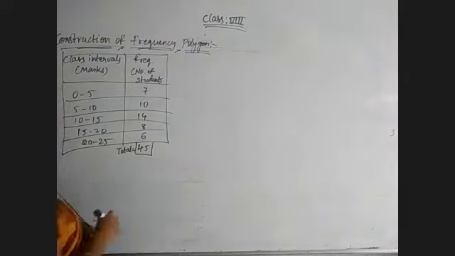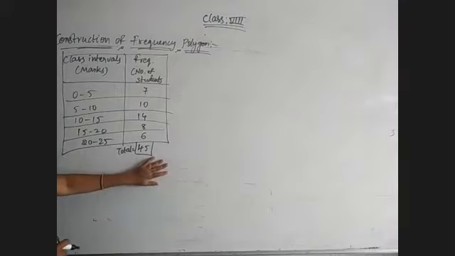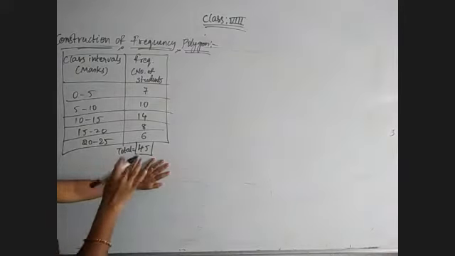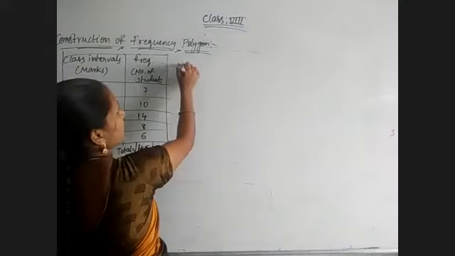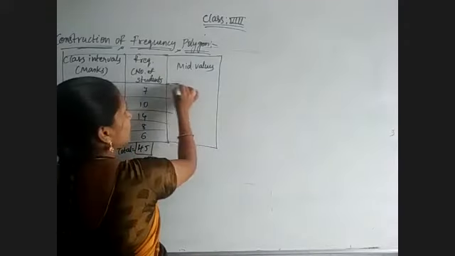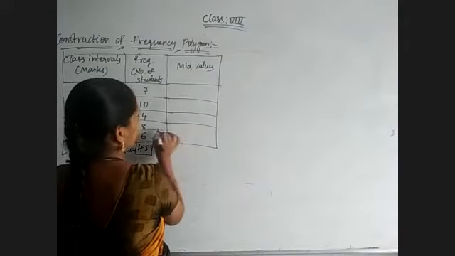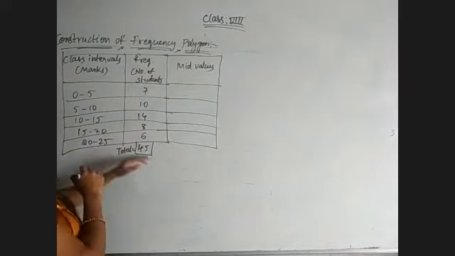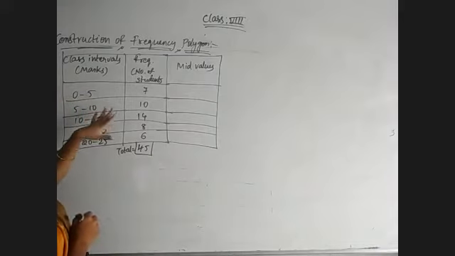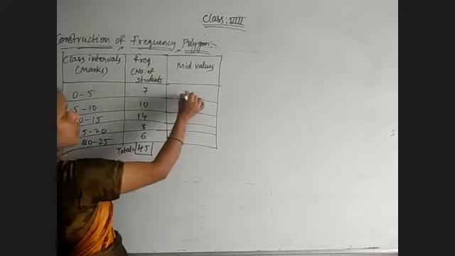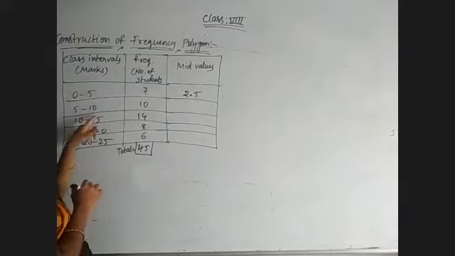Now, frequency polygon. Before going to this, first we will construct the histogram. After that, we will construct the frequency polygon. To draw the frequency polygon, we compulsorily need mid values, that is nothing but class marks. If mid values are given, we directly draw the frequency polygon. If not given, first we find the mid values. How do we find mid values? Lower limit plus upper limit by 2. Since it is an exclusive class interval, we take 0 plus 5, 5 by 2, which is 2.5, and 5 plus 10, 15 by 2, which is 7.5.